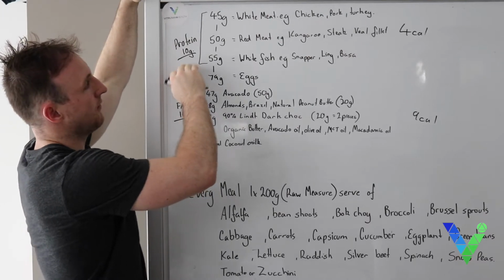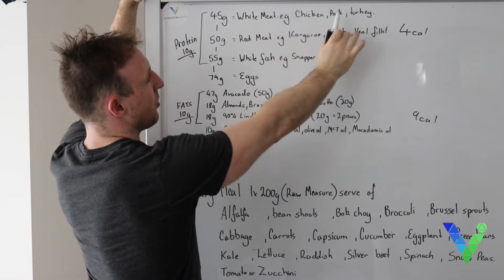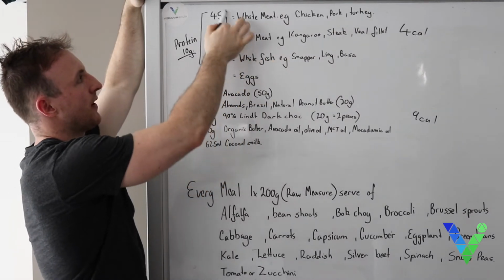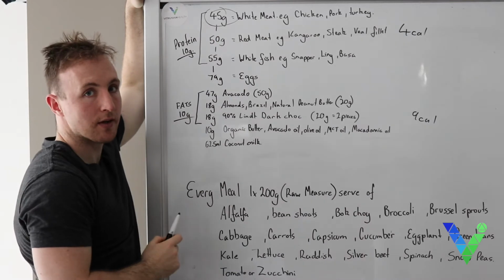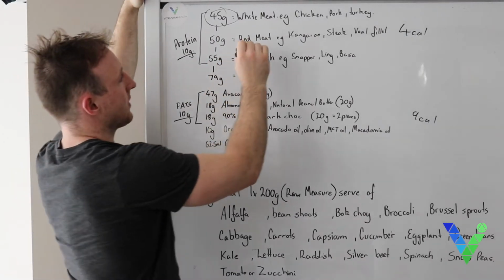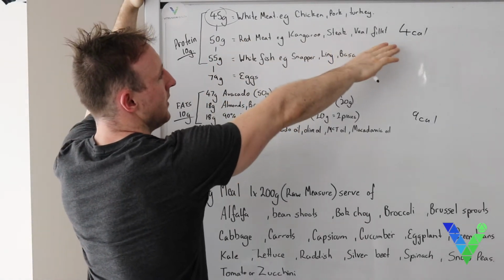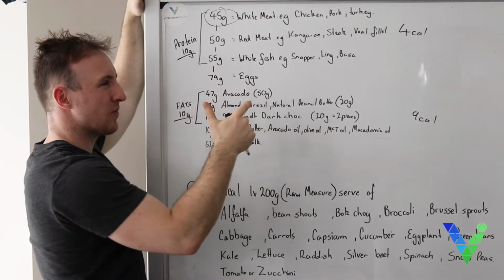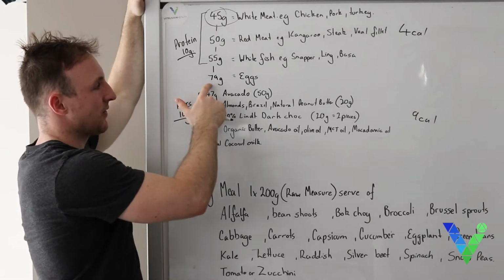Proteins, 10 gram serve. We're looking at white meats like chicken, pork, and turkey. A 45 gram serve of that equals 10 grams of protein. 50 grams of red meat, such as kangaroo steak, veal, and fillet. White fish is 55 grams, and egg, which is roughly about 1.5, is 79 grams.